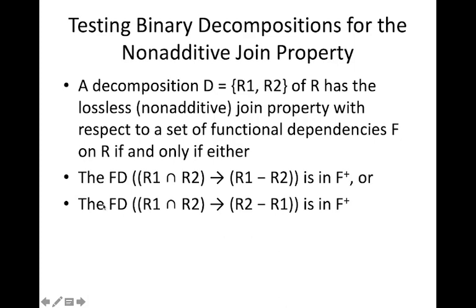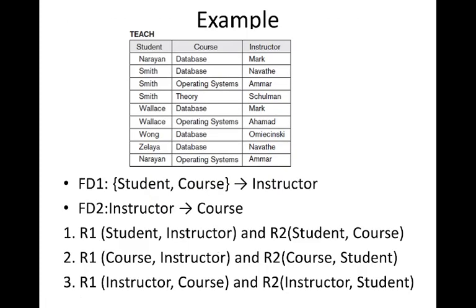So you simply have to check this condition. If we decompose into R1 and R2, you have to check whether this functional dependency is there in F, the initial set of functional dependencies, or in F closure. If that is there, then it satisfies the lossless join property. You can check this example also.